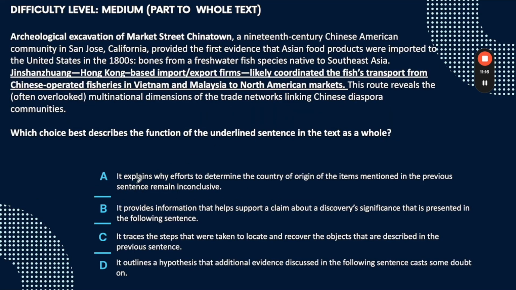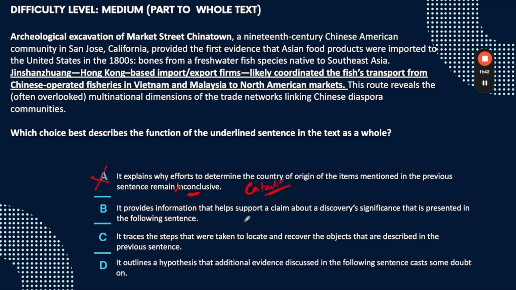A, it explains why efforts to determine the country of origin of the items mentioned in the previous sentence remain inconclusive. There is nothing inconclusive that's been given to us in the text. They have in fact found the first evidence to something. There is something definitely conclusive. So A is out because this is contradicting the text. Let's go to B now.